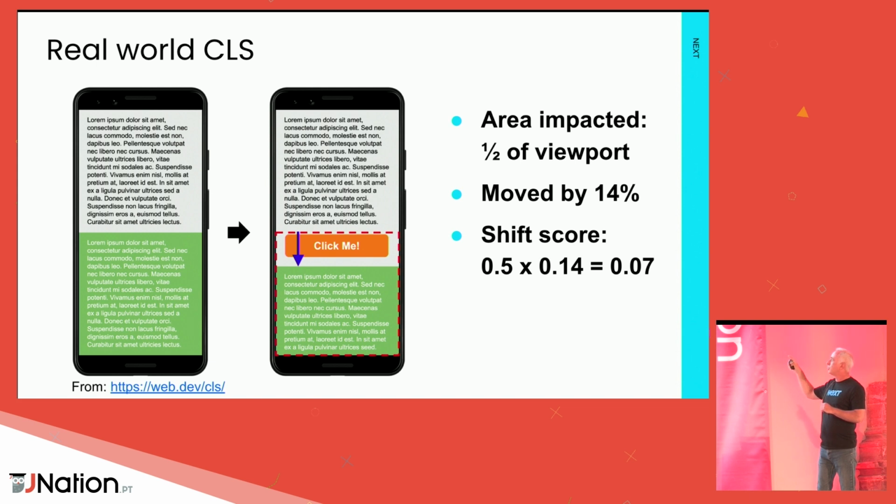So the shift score, or actually penalty, for this particular layout shift is 0.5 times 0.14, which is 0.07, and it accumulates these values. It does it in a sort of burst or batches, but I'm not going to go into that. But effectively, the largest shifts that occur in the page during the session, that's the CLS score.